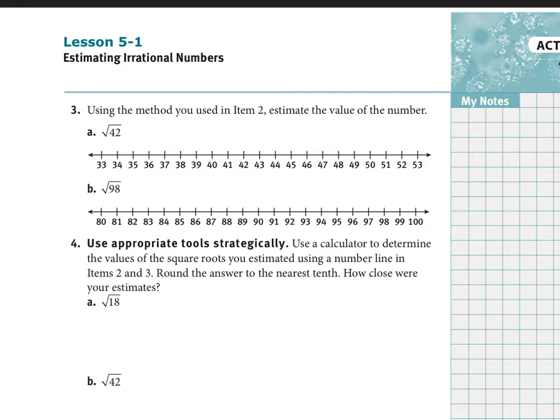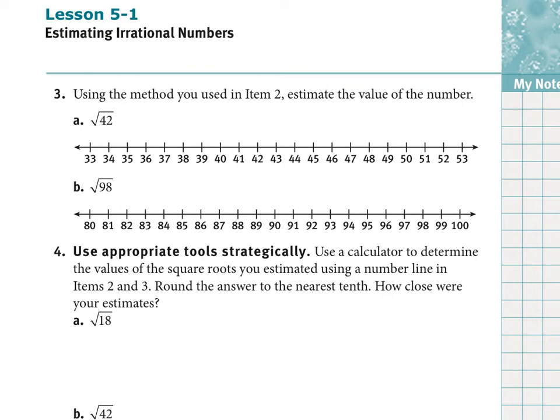Let's do a couple other examples. Okay, what about the square root of 42? All right, so the square root of 42, the number we want, 42 is there. Okay, it's not a perfect square, so think of numbers that are perfect squares. Okay, 36 is a perfect square, right? The square root of 36 is 6.